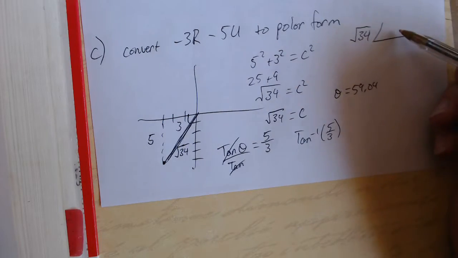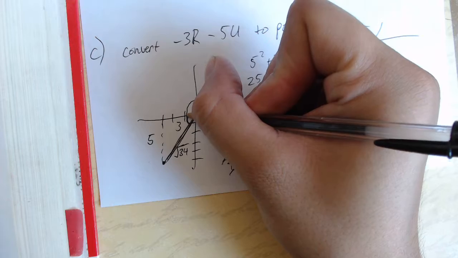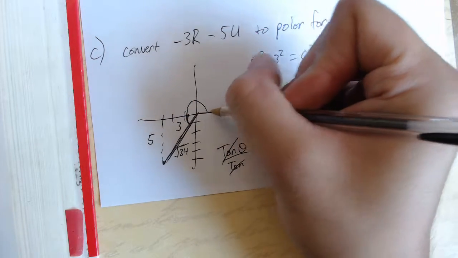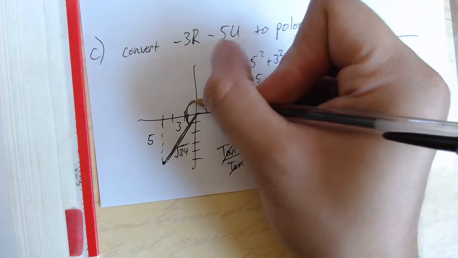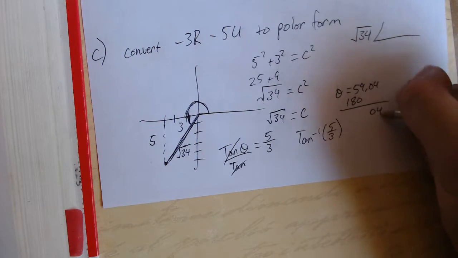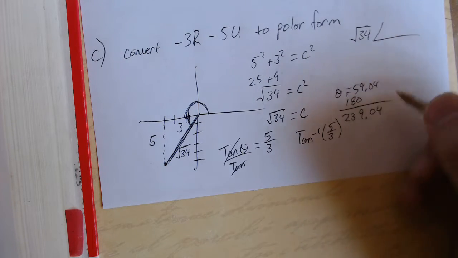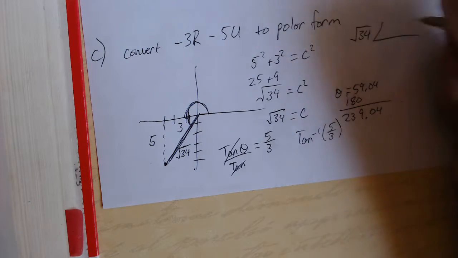Now I'm not just going to write that up there because that's only the angle of this triangle. The whole angle of the vector we're dealing with starts from the origin and adds an extra 180 degrees to that. So that plus 180 gives me 239.04 degrees.